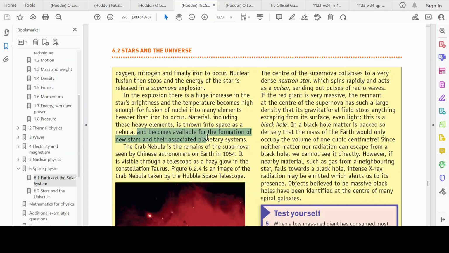So they're available for the formation of new stars and their associated planetary systems. So other heavier materials come together and condense and form planets. The gases form stars.